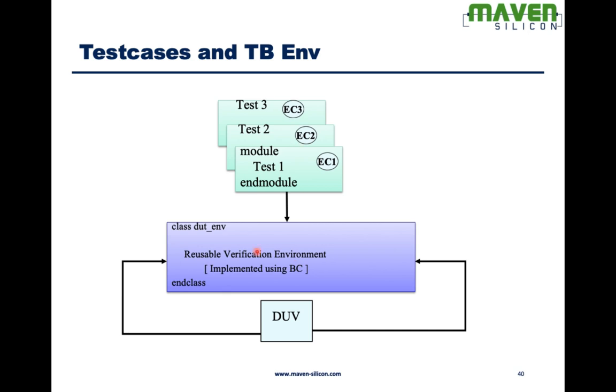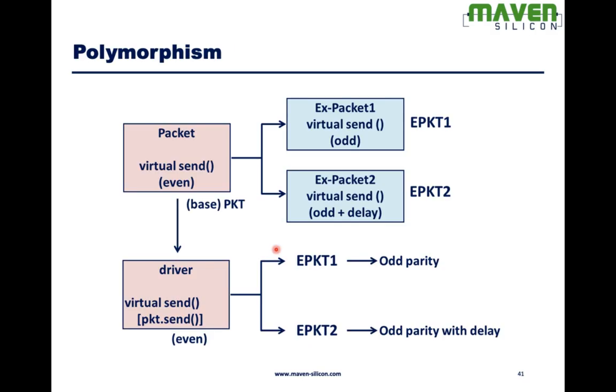When you say EC2, it is going to happen in terms of small packets. When you say EC3, it's going to happen in terms of error packets. This is how conceptually it works. So you create the environment using the base class, and then later on in every test case, you change the extended class. All right.